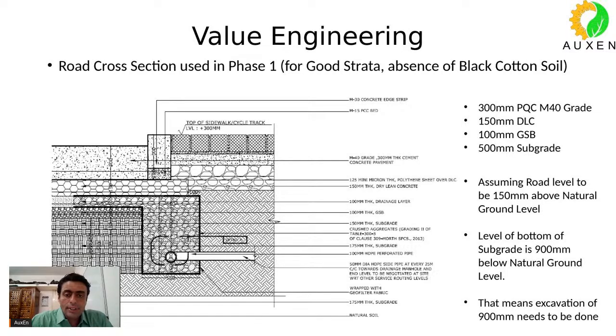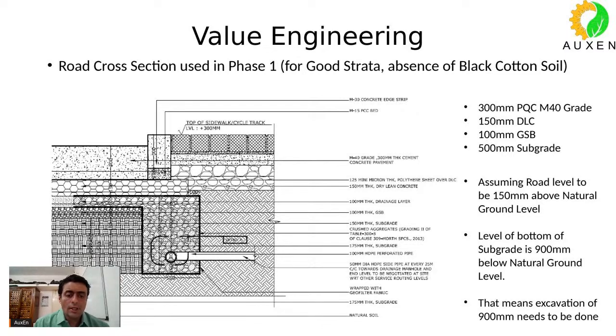300 PQC, M40, 150 DLC, 100 GSB, 500 subgrade. Assuming the road level to be 150 above the NGL that we try to maintain, the subgrade was 900 below the natural ground level. So that means you had to do excavation of 900. Interesting to note over here is that, let us say, even if you have only 600 black cotton soil, and let's say you have underlying hard strata below it, still you will have to dig in 300 of hard strata. I hope you are getting the point. So excavation of 900 was required every time you are going to provide this cross section.